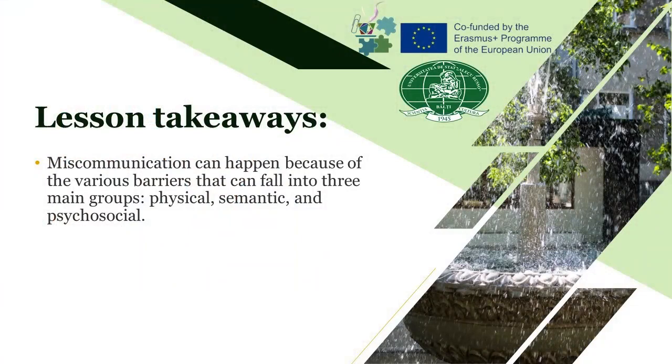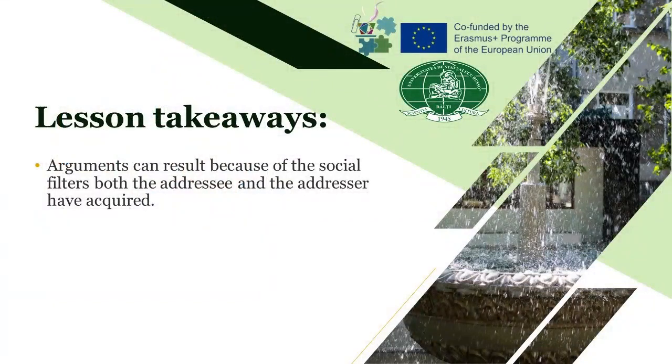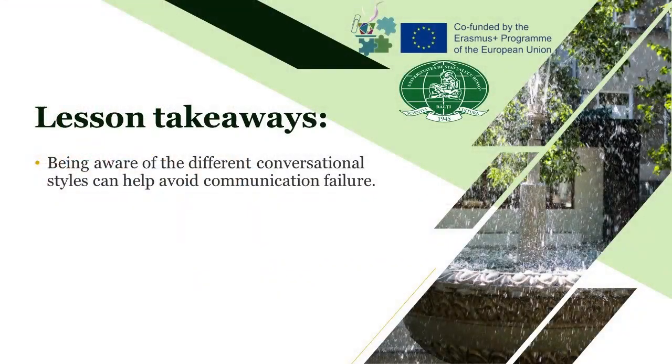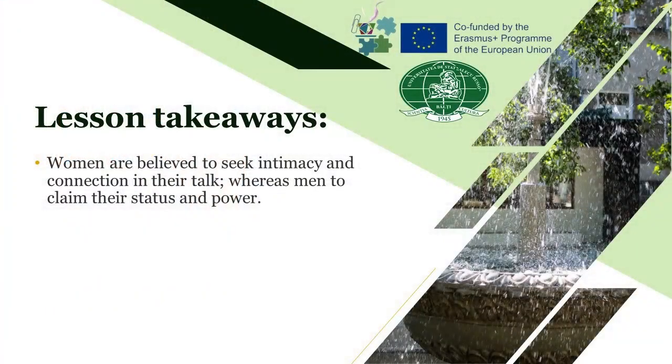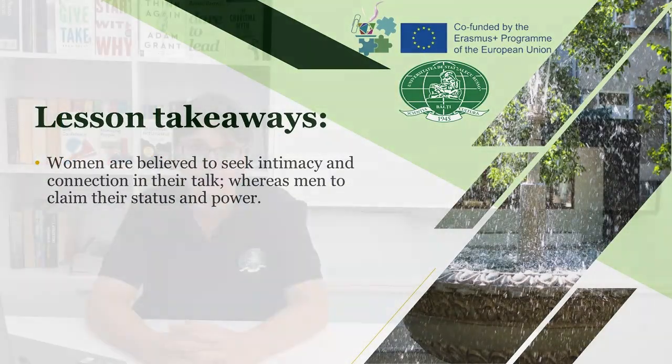Now, what are some lesson takeaways? Miscommunication can happen because of the various barriers that can fall into three main groups: physical, semantic, and psychosocial. Arguments can result because of the social filters both the addressee and the addresser have acquired. Being aware of the different conversational styles can help avoid communication failure. Women are believed to seek intimacy and connection in their talk, whereas men claim their status and power in their talk.